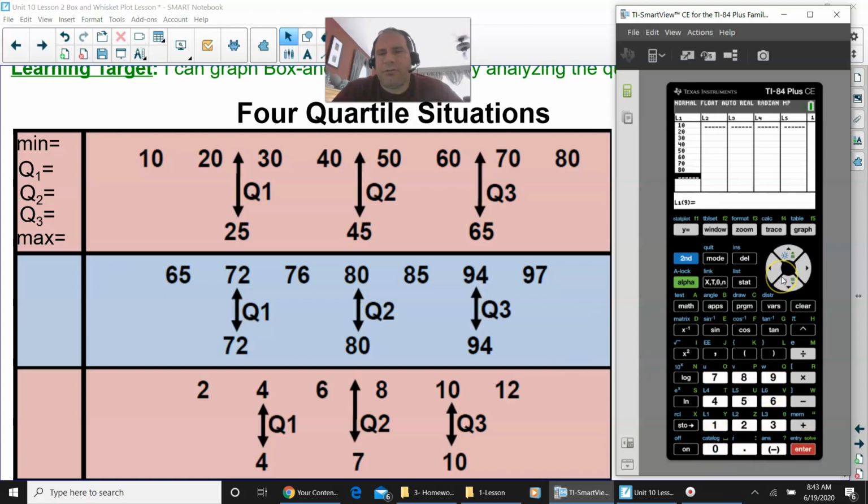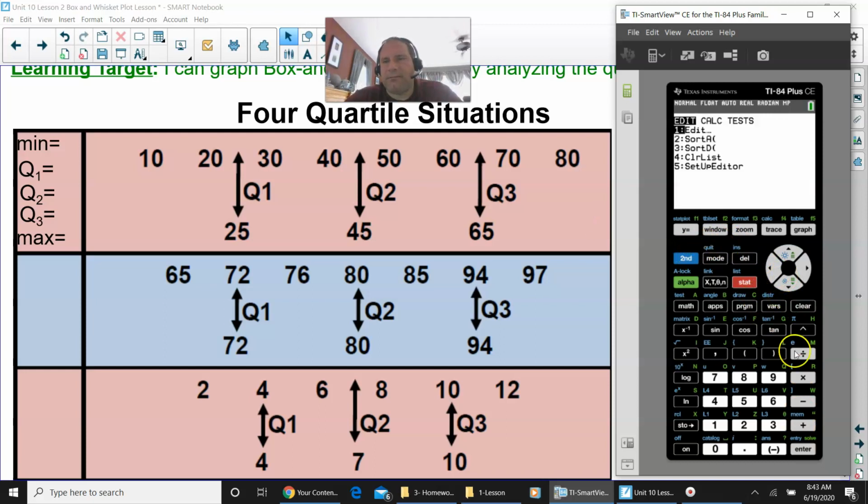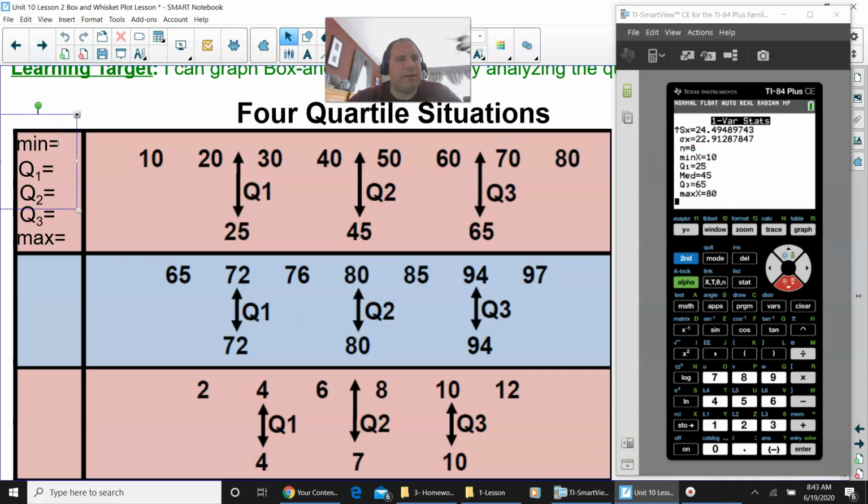Okay, so here we go right now. We're going to press Stat, and we're going to go over to Calc, and we are going to get our 5-number summary. The calculator is going to do it for us. We are in L1. I'm going to press Enter 3 times right there, and there is your 5-number summary right here. The min is 10, so all you have to do is put your 10 in.